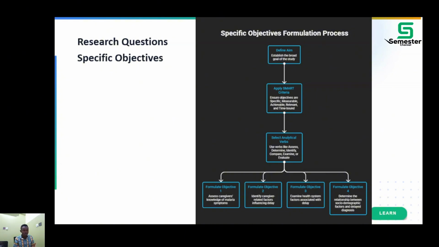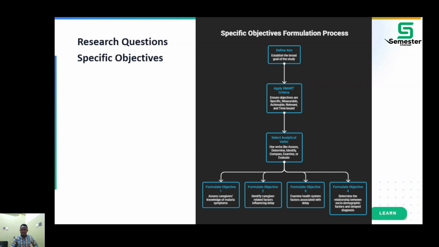So if you have three objectives, let's use the four specific objectives I have in this image, right? The first one is to assess caregivers' knowledge on malaria symptoms. Once you answer this specific objective, it is answering your main objective. Good. So that's how specific objectives are. They are like milestones. Once you answer all your specific objectives, you've in totality answered your main objective.